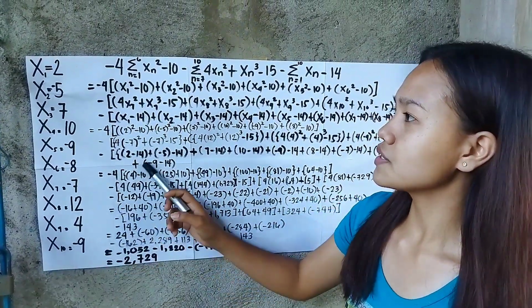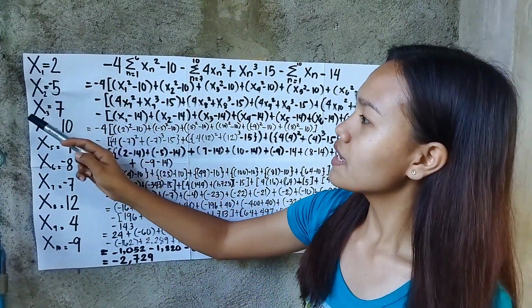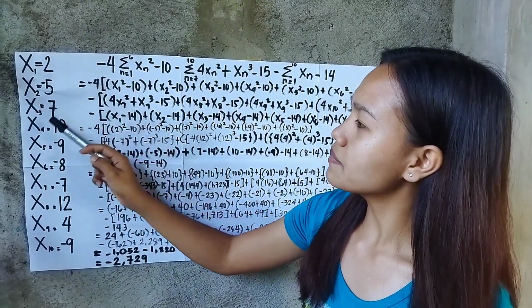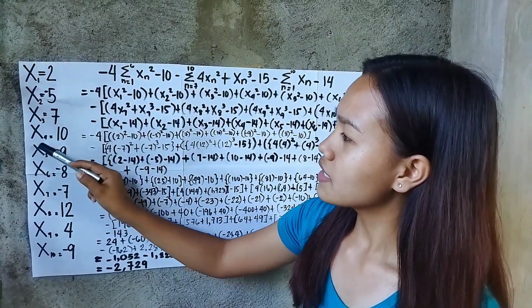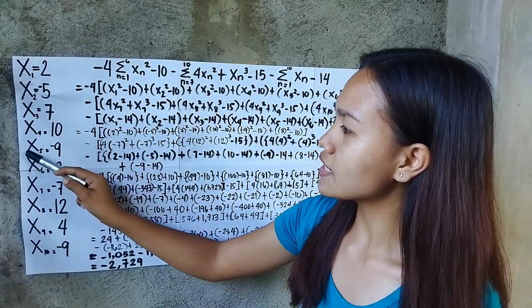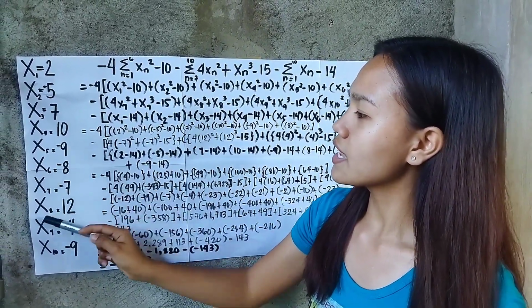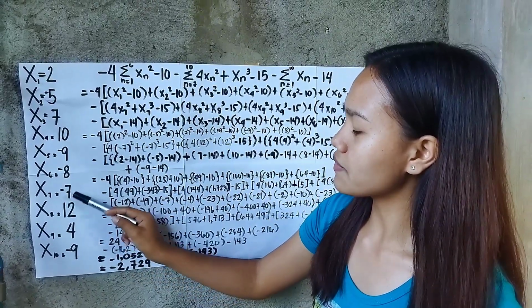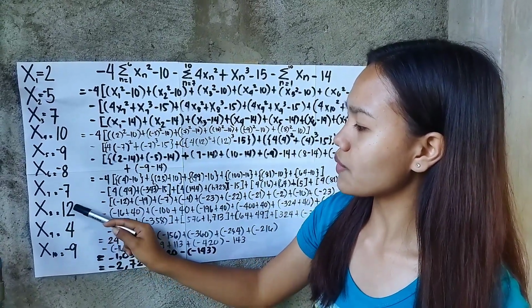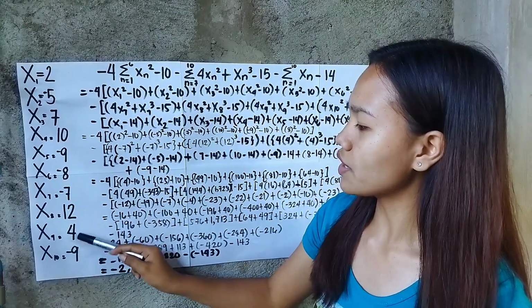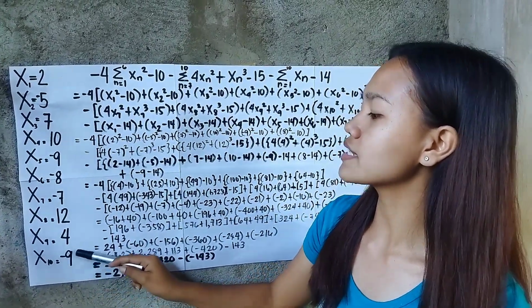So x sub 1 equals 2, x sub 2 equals negative 5, x sub 3 equals 7, x sub 4 equals 10, x sub 5 equals negative 9, x sub 6 equals negative 8, x sub 7 equals negative 7, x sub 8 equals 12, x sub 9 equals 4, and x sub 10 equals negative 9.